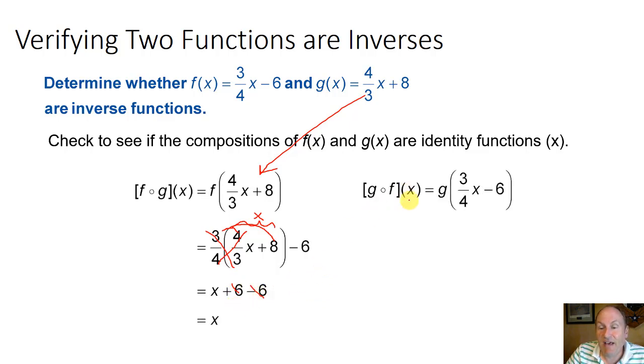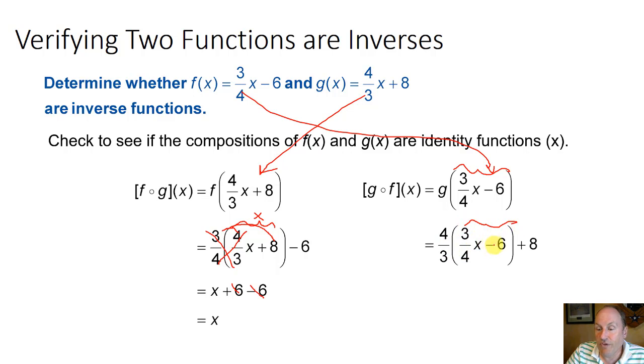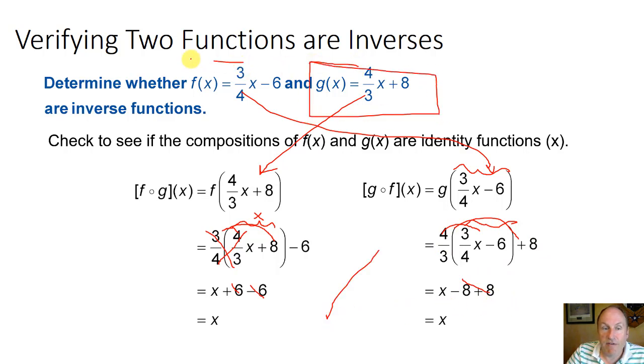Similarly, g of f of x: now f of x becomes the input into g of x. And so we get g of 3/4 x minus 6. Everywhere I see an x in g of x, I'm going to put in 3/4 x minus 6. So I get 4/3 times 3/4 x minus 6 plus 8. When I do the same distribution, I get x minus 8 plus 8. The 8's cancel out, and I get x. So therefore, bada bing, g of x and f of x are inverses of each other.